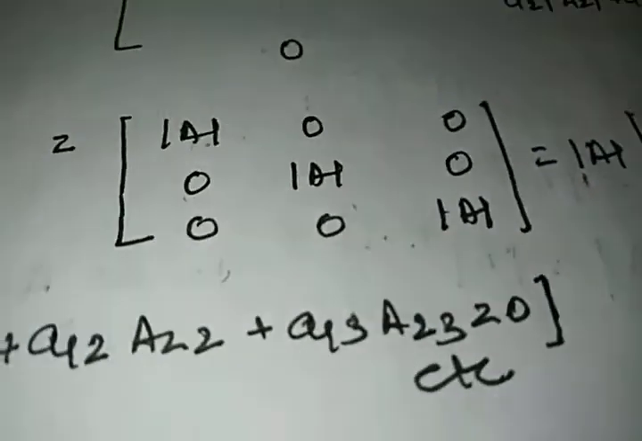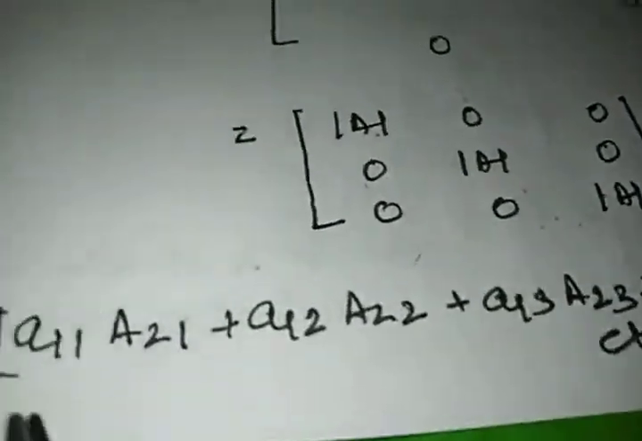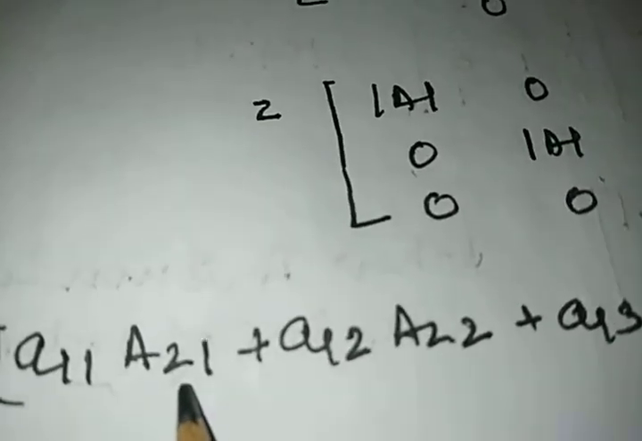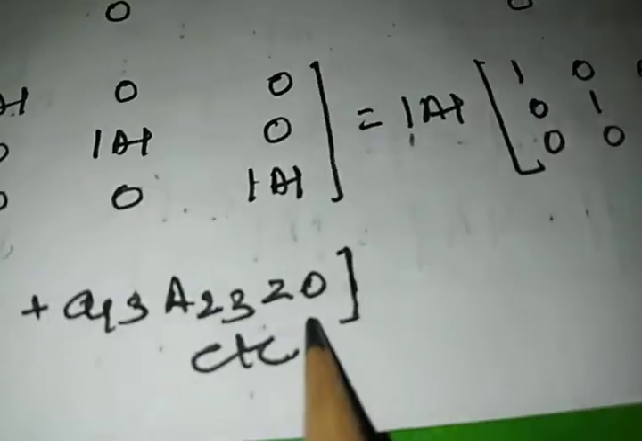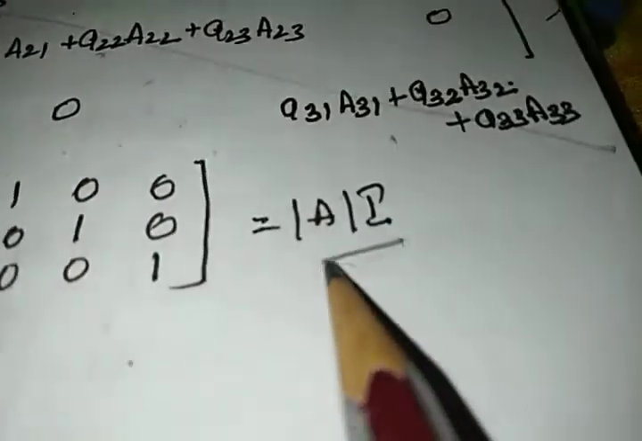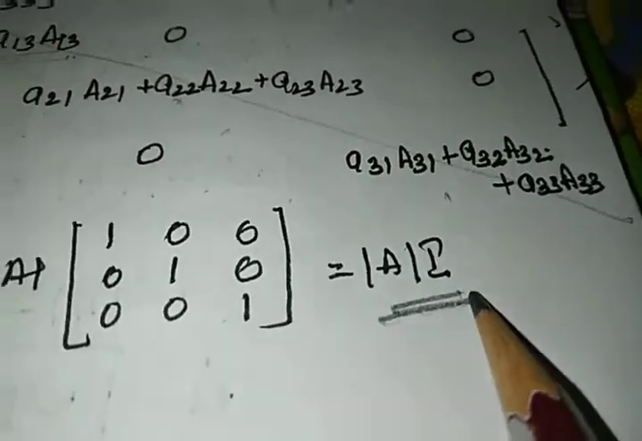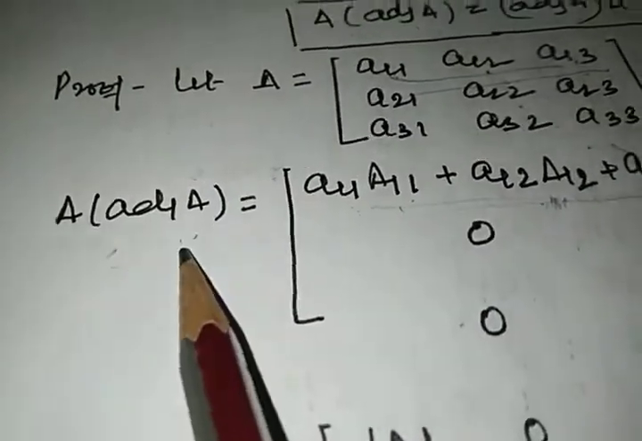First, see, I have written here A11 A21, A12 A22, A13 A23, and so on, which is equal to 0. So we have proved that A into adjoint A is equal to determinant A into I. Similarly, you can take adjoint A into A, and that will also be equal to determinant of A into I.